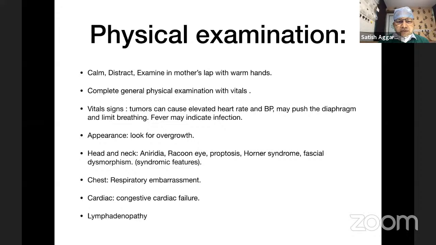For example, like other examination, look at the head and neck. If a child has a flank mass and has a problem in the iris, then the diagnosis is virtually made. This is a Wilms tumor. Eyes can show you several features which will point towards a diagnosis. Eye swelling, neuroblastoma, proptosis, Horner syndrome will indicate sympathetic involvement, and facial dysmorphism will indicate a syndromic association.